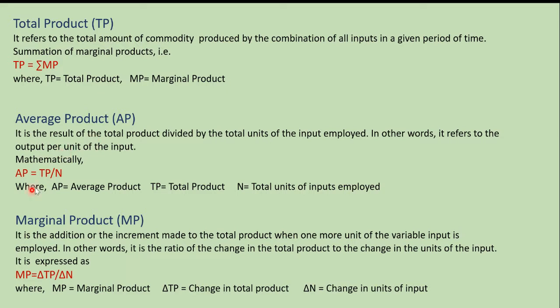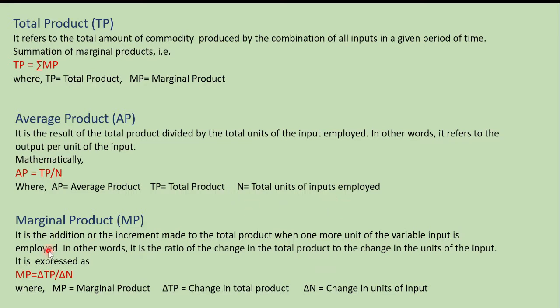Likewise, here how do you calculate average? Average product is equal to total product divided by the total units of inputs employed. In other words, it refers to the output per unit of input. So mathematically, AP is equal to TP divided by N, where AP is average product, TP is total product, and N is the total units of inputs employed.